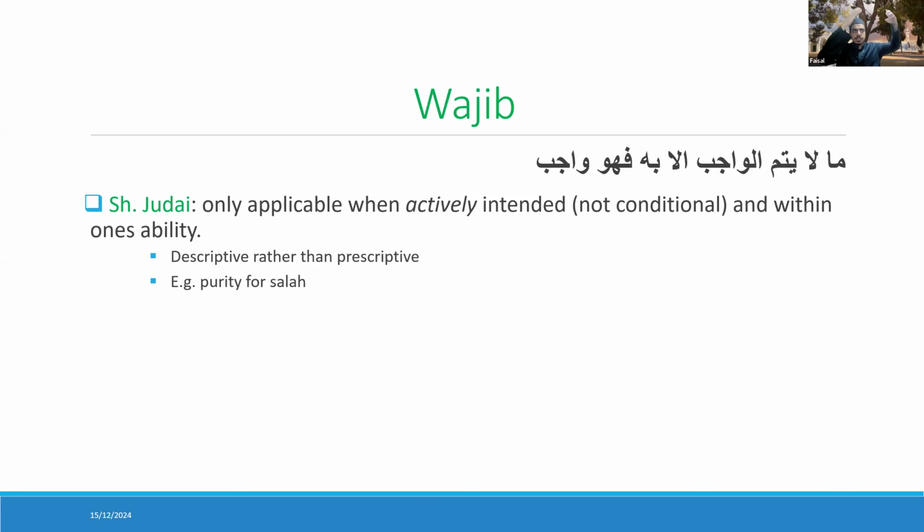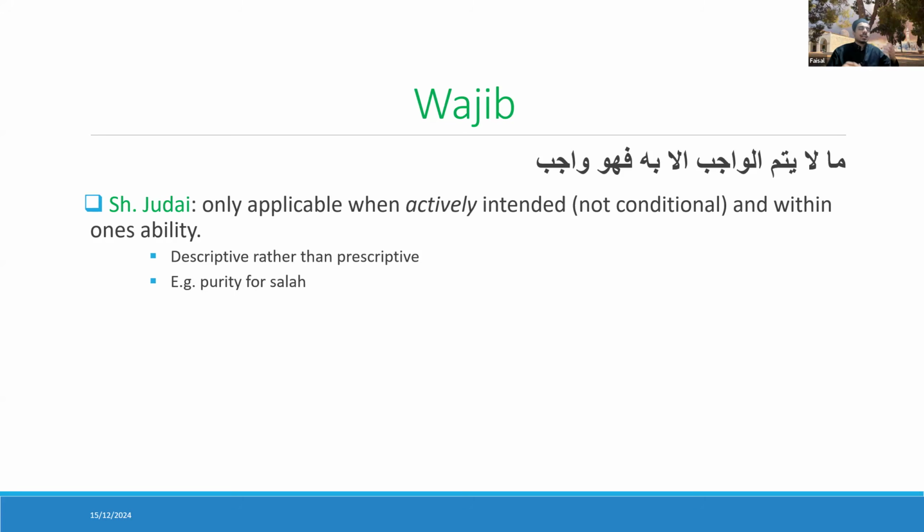So for example, we've got something mentioned here, purity for salah. We know salah itself is an obligation, and purity is a means for salah. But we also know that purity itself in the hadith is actively required. And so this particular principle of ma la yatimul wajibu illa bihi fahuwa wajib is actually just descriptive of this relationship, according to Sheikh Abdullah al-Judai. He's saying that it's simply describing this relationship, that purity is an obligation in the hadith because it's a requirement for the salah itself. But this isn't prescribing anything.